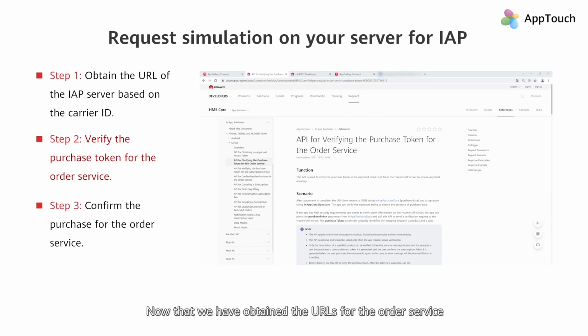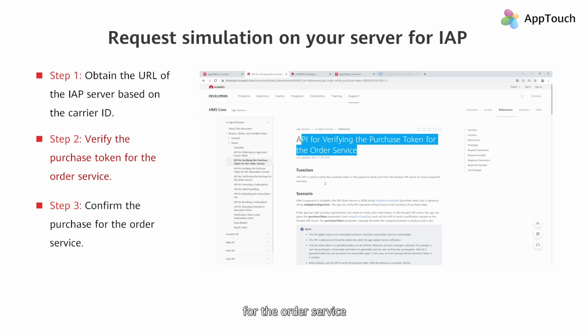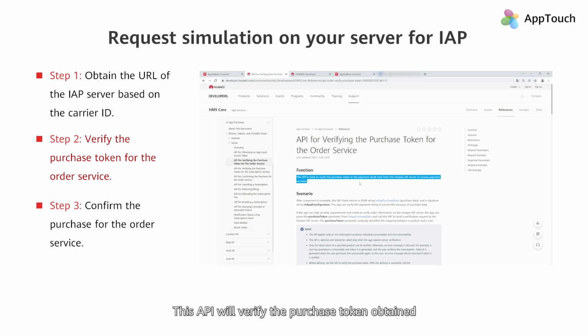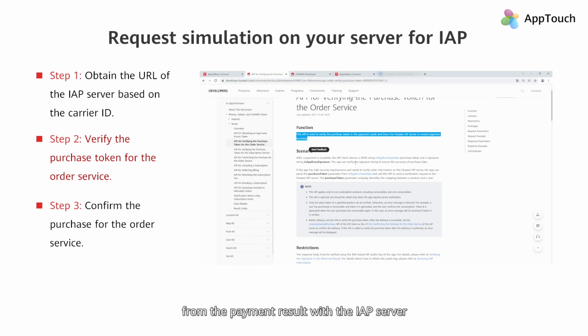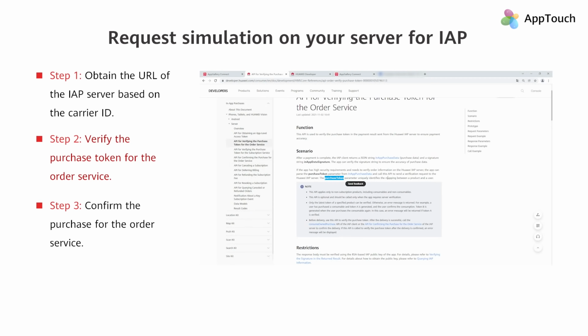Now that we have obtained the URLs for the order service and subscription service from the OpenRS server, let's first call the two server-side APIs for the order service. First, call the API for verifying a purchase token for the order service. This API will verify the purchase token obtained from the payment result with the IAP server, so as to verify the payment result. Upon successful payment, in-app purchase data will be returned, from which we can obtain data such as a purchase token and product ID.